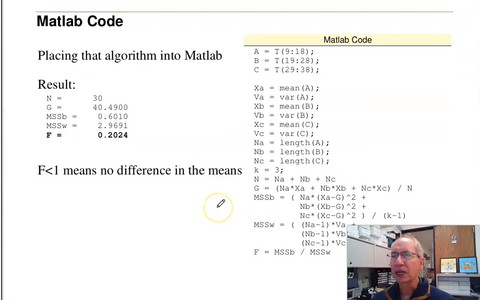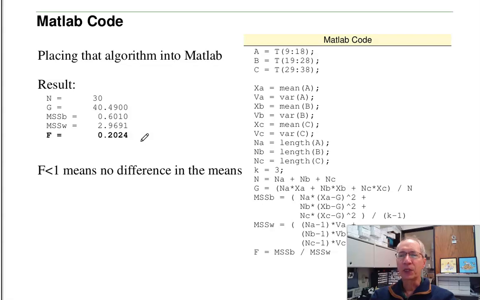Well, to do that, I would input the data into MATLAB. Here's the first, data points 9 to 18 are the 50s, 60s, and 70s. Find the mean and variance of each data set, number of data points for each data set, the total number of data points, the global average, the mean sum between columns, mean sum within columns, the F score, and here's what you get. We've got 30 data points. The global mean is 40.49 degrees Fahrenheit. Mean sum between columns is 0.6. Mean sum within columns, 2.96. The F score is 0.2.